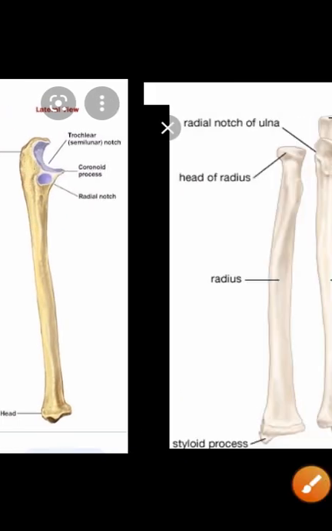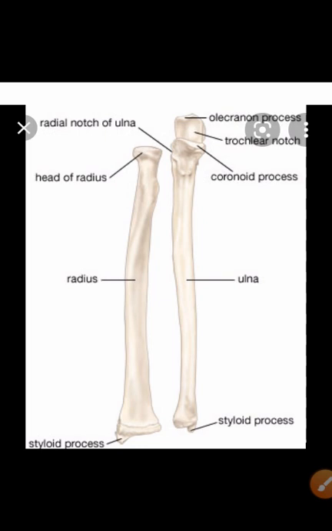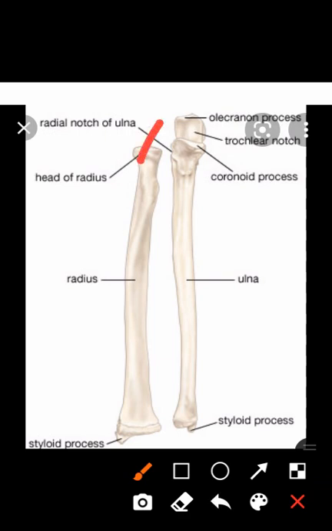Now we will discuss the radius. This is the head of the radius. Then this is the shaft of the radius, and then the styloid process of the radius. And also note that there is an ulnar notch. On which side? There is an ulnar notch, but it is not shown in this picture.